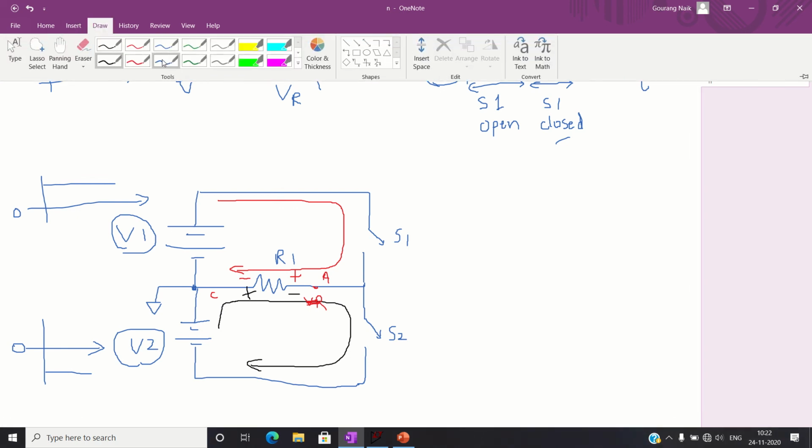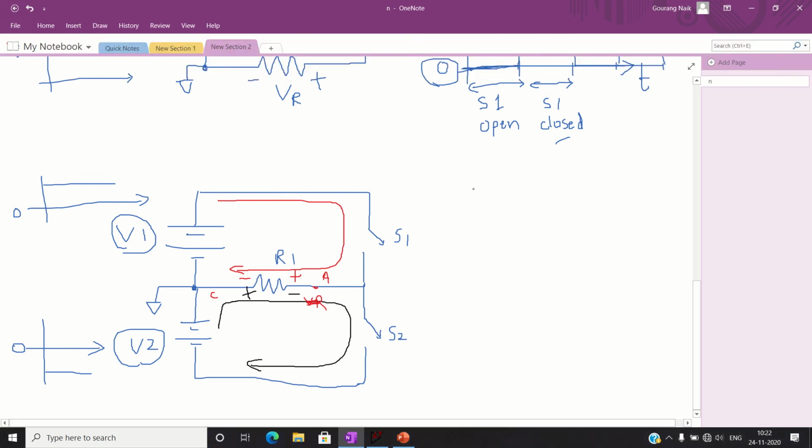Then next we will draw something. Now we will try to draw the output across the resistance, VR. The first duration is where my S1 is open. What I will do is I will keep my S2 closed. This you have to observe: when my S1 is open, I have to keep my S2 closed.